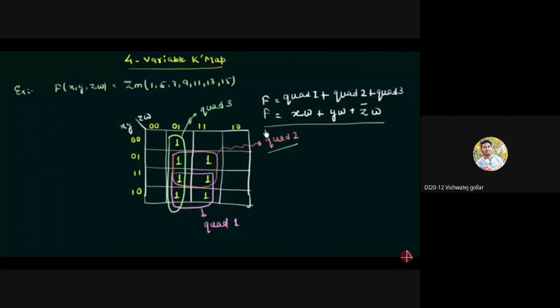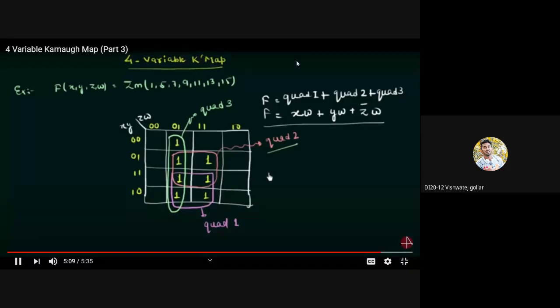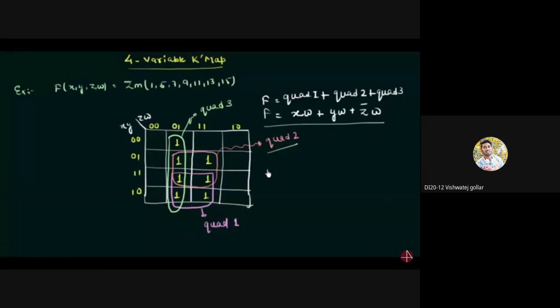If we had followed Boolean algebra, it would have taken several steps, and we can do it in a very short time here, though it took time to explain these things. Once you have the practice, you can do it very fast. So this is all in this lecture. We solved an example of a 4-variable K-map, and I think the 4-variable K-map is now completed. If you have any doubt, you can ask in the comment box. I'll try to clear it.